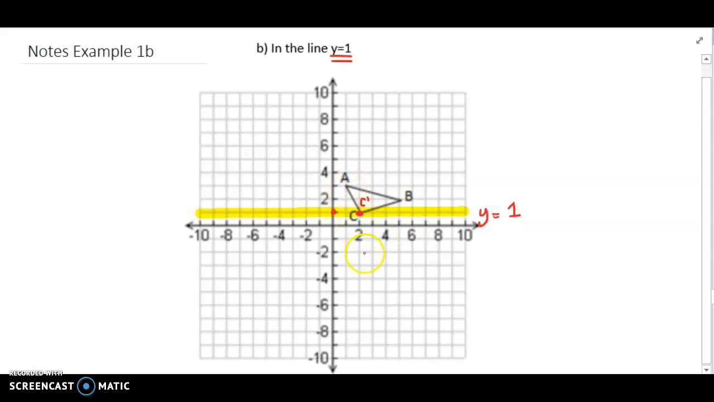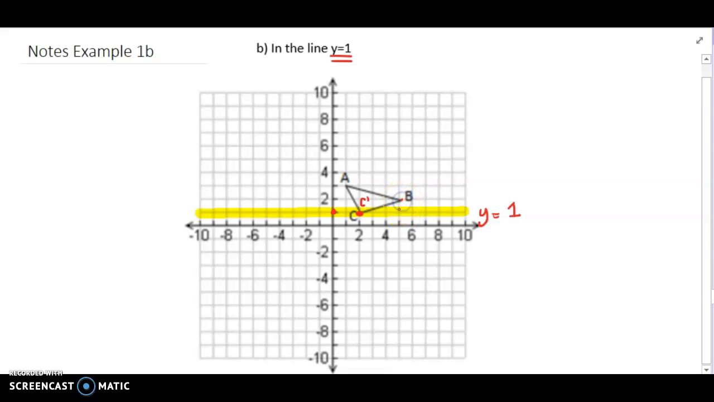Any point above the line is going to go below it. Any point below it is going to go above it, and it's going to be the same distance. The image is going to be the same distance from this line as the pre-images. Okay, so if I look here, my C prime, it doesn't change. It's on that line, so my C is going to be also my C prime. So that makes it a little bit easier.